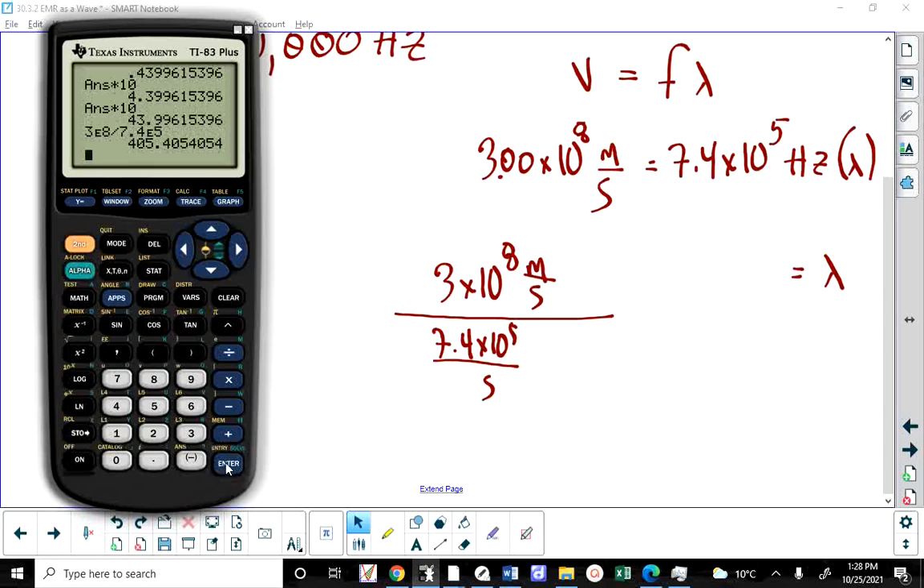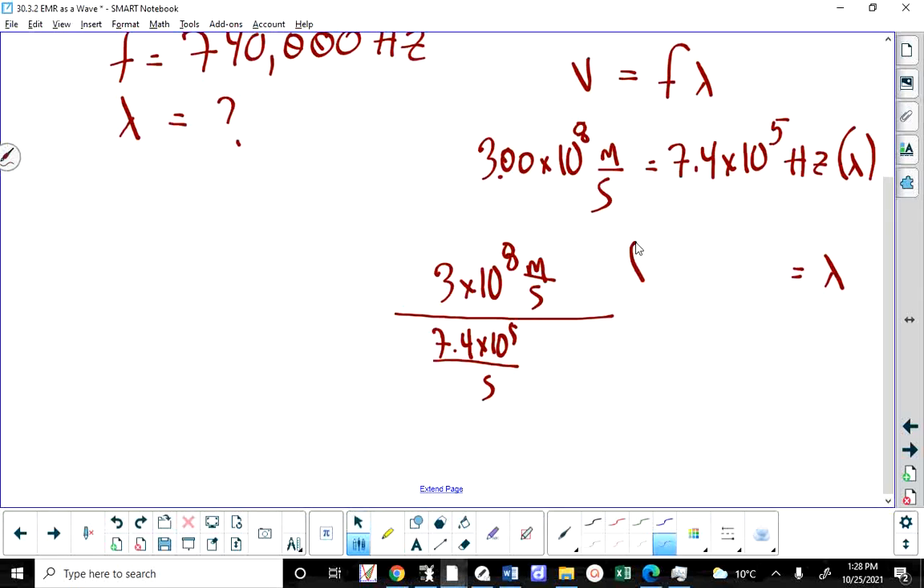So about 405 meters. That's mind-boggling. This electromagnetic wave, from the peak of one electric field to the next peak of the same electric field, is 4 football fields, the distance between those two peaks. It's huge. Very long wavelengths for radio waves. We still have to find the period. Let me write this down. Lambda equals 405 meters.